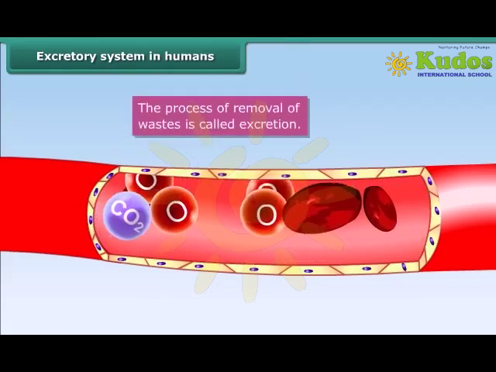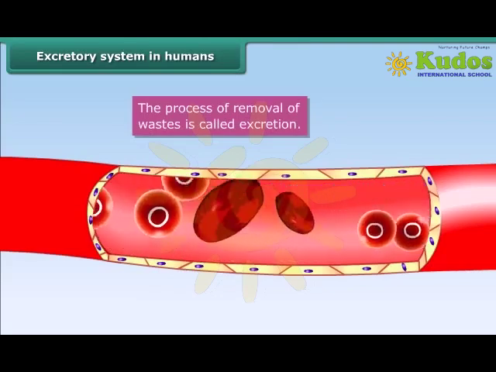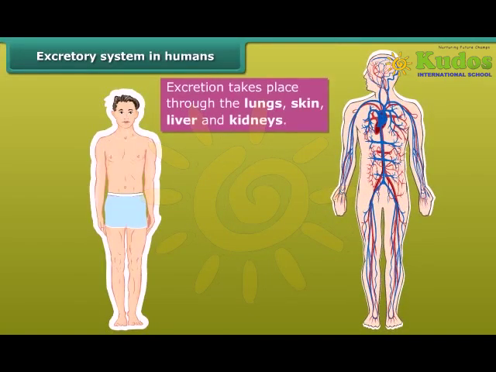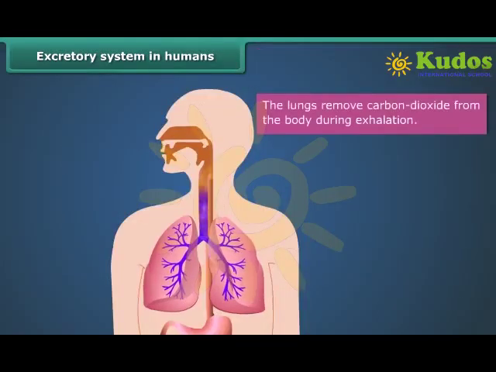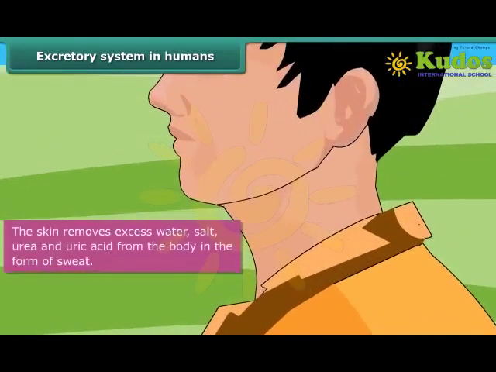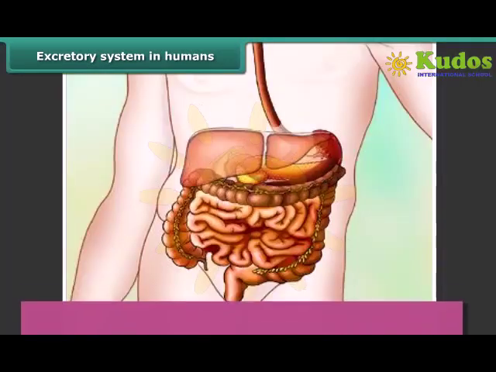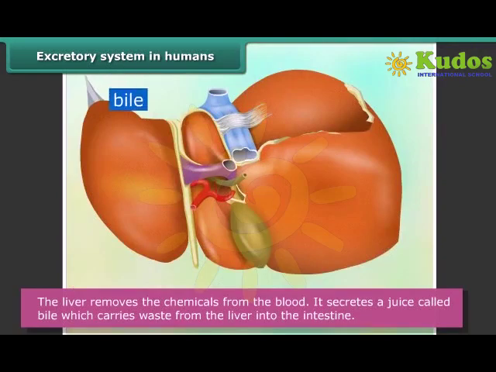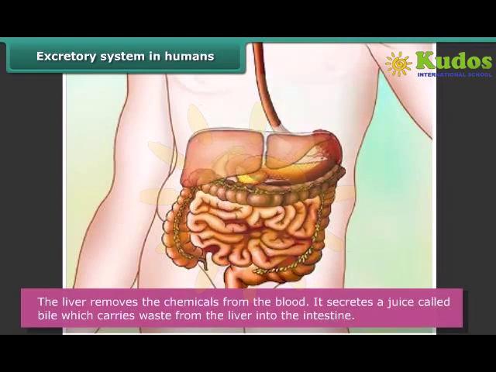The process of removal of wastes resulting from metabolism is called excretion. Excretion takes place through the lungs, skin, liver, and kidneys. The lungs remove carbon dioxide from the body during exhalation. The skin removes excess water, salt, urea, and uric acid from the body in the form of sweat. The liver removes the chemicals from the blood. It secretes a juice called bile, which carries waste from the liver into the intestine.